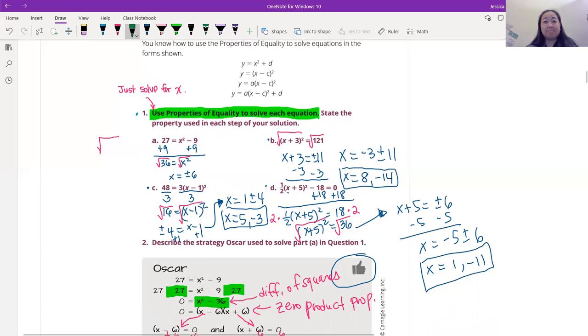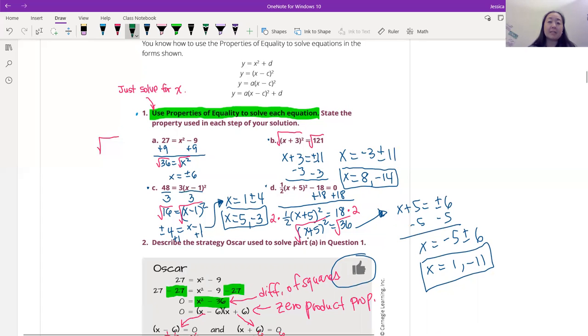Now, D. That has a lot of things going on, but treated exactly the same way. So again, we're going to get rid of this minus 18. So this is going to be plus 18 on both sides. Then how do you get rid of this 1/2? It's still multiplying, right? So you're just going to multiply by the reciprocal, which is 2. If this is 1/2, then this is 2/1. So you're multiplying by the reciprocal to get rid of that fraction, or just the whole number in general.